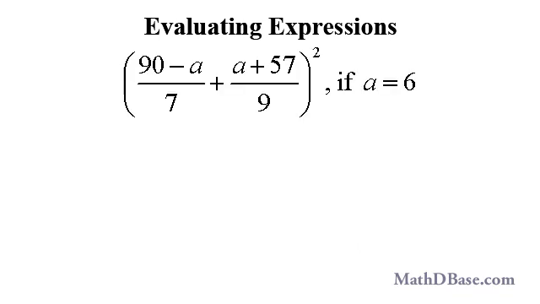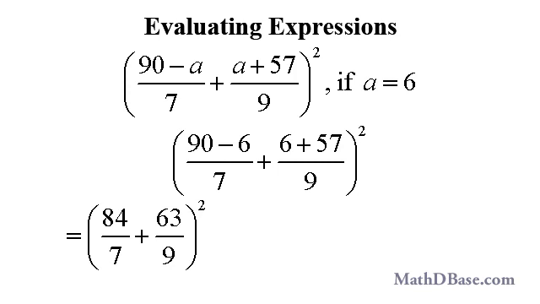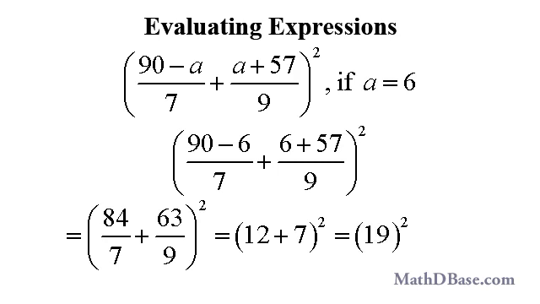Substitute a equals 6 into this expression and simplify. Replacing a with 6, we get 90 minus 6 over 7, plus 6 plus 57 over 9, all squared. Simplifying the expression inside the parentheses, we have 84 over 7, plus 63 over 9, all squared, which reduces to 12 plus 7 quantity squared, or 19 squared, which equals 361.